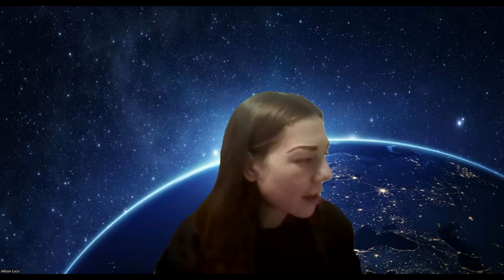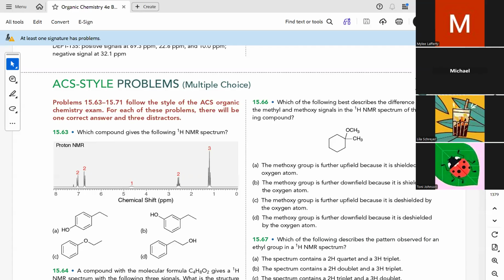All right, so I have some ACS style problems from 15 here. So NMR, let's share. There we go. So you should be able to see 1563 here. All right, so this one's ready to review. If you recall, above each of the signals, that number in red will be the number of protons that integrate to give that signal.